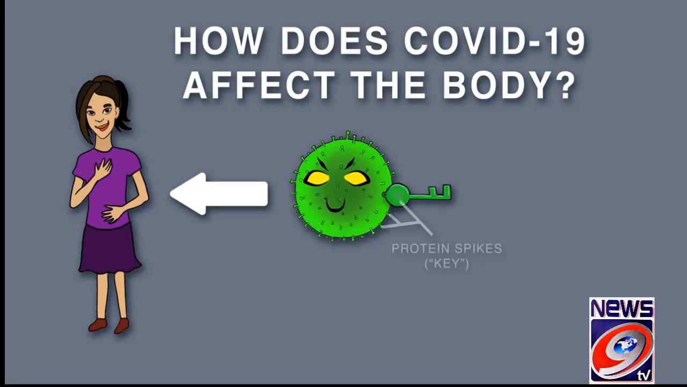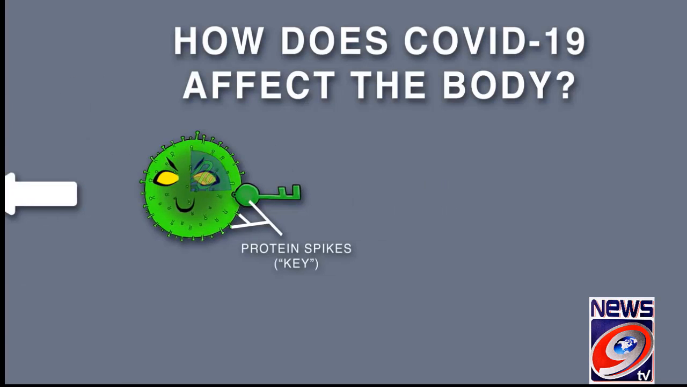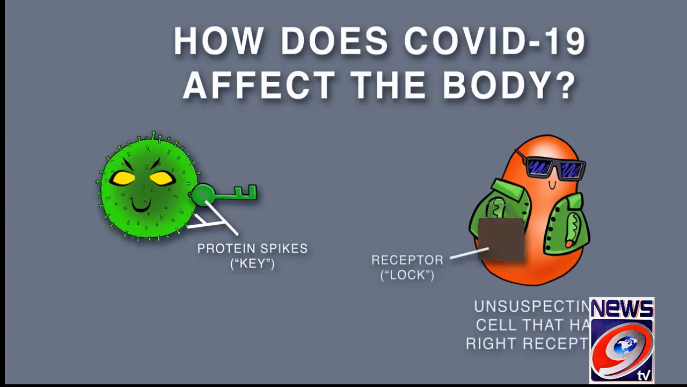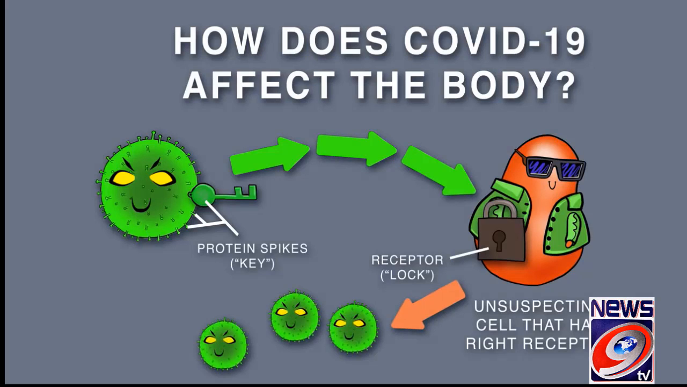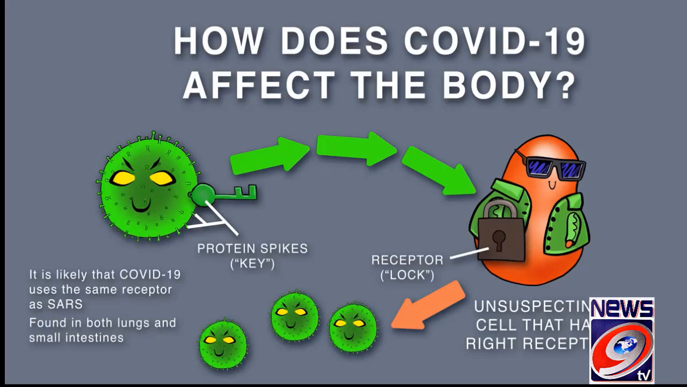The virus is fitted with protein spikes sticking out of the envelope that forms the surface and houses a core of genetic material. Any virus that enters your body looks for cells with compatible receptors, ones that allow it to invade the cell. Once they find the right cell, they enter and use the cell's replication machinery to create copies of themselves. It is likely that COVID-19 uses the same receptor as SARS, found in both lungs and small intestines.